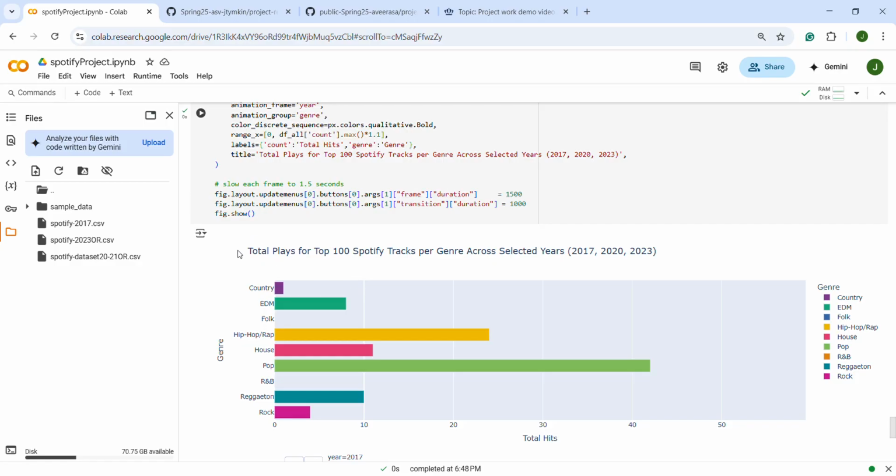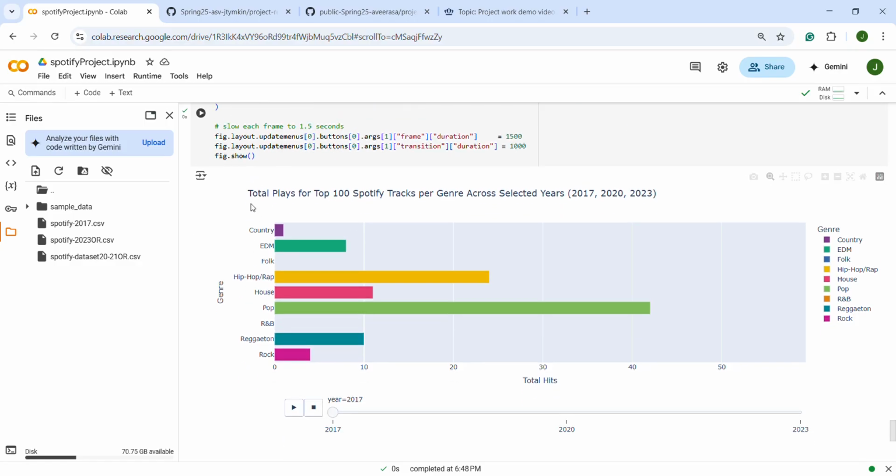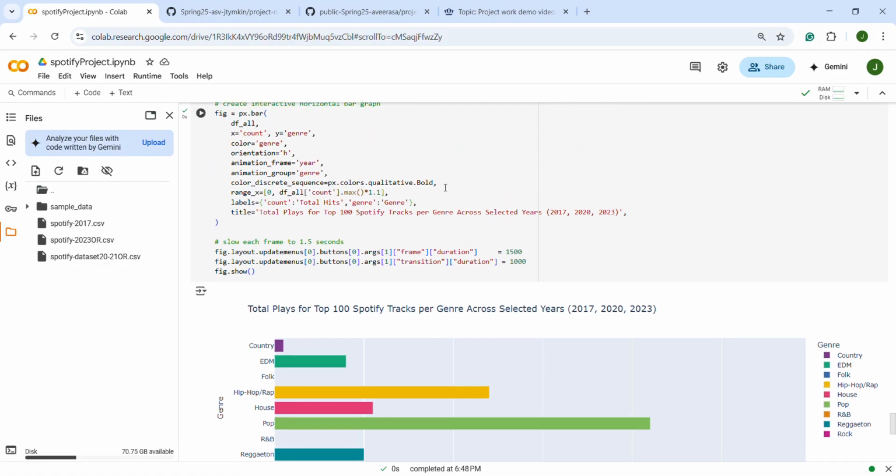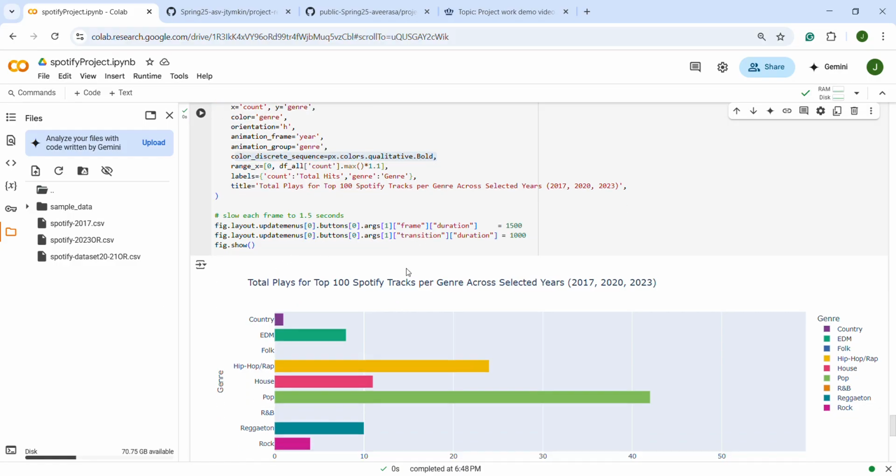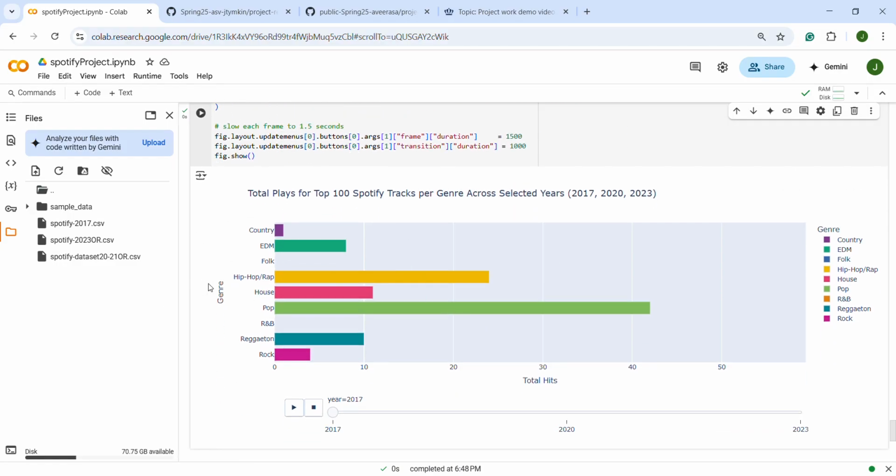You can see the title tells you total plays for the 100 Spotify tracks from each year, and we can hover over it, and it will tell us how many are in each bar chart. So for 2017, there were 42 hits for pop. I also wanted to mention I used a bold color scheme for this one, because with the white background, any really light colors weren't showing.